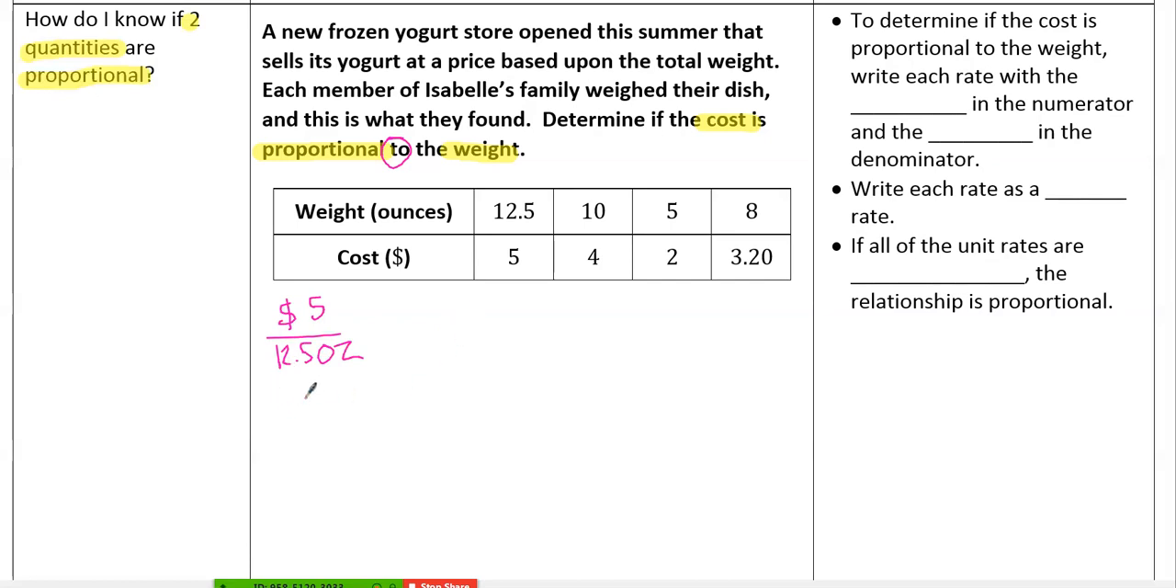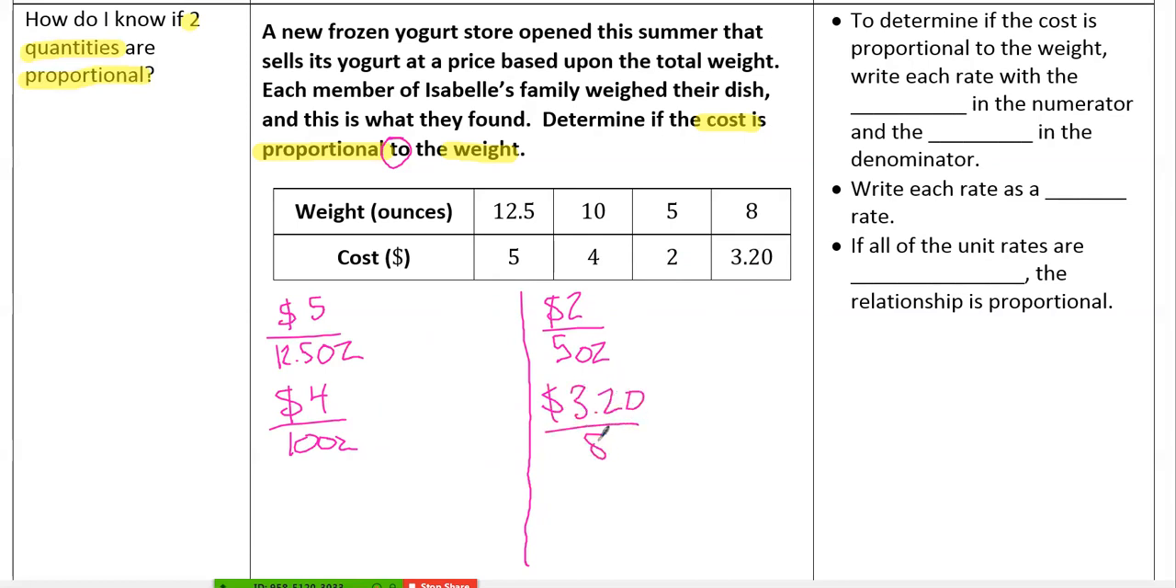Okay, and we need to compare that to $4 over 10 ounces. Okay, and then I'll make a line. And then we have $2 for 5 ounces. And $3.20 for 8 ounces. Okay, well, what do you think is the best thing to do here?